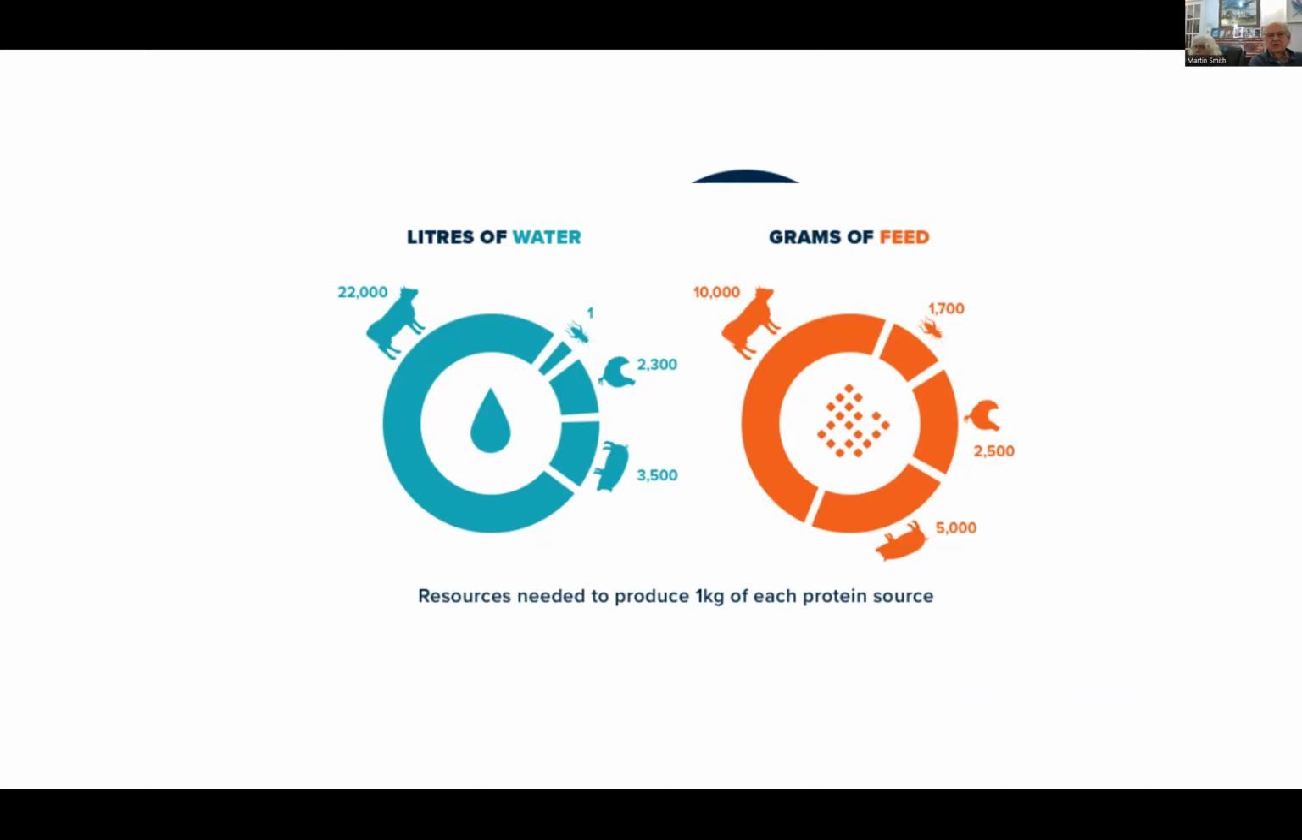On the left-hand side in the turquoise, you can see that to get a kilogram of beef, you need 22,000 liters of water, and you need an infinitesimal amount of water to produce a kilogram of insects. Chicken is less bad, 2,300. Pork's a lot better than beef at 3,500. Lamb's just a bit better. Look at the massive amounts of feed that have to go to livestock in order to produce 1 kilogram of meat.